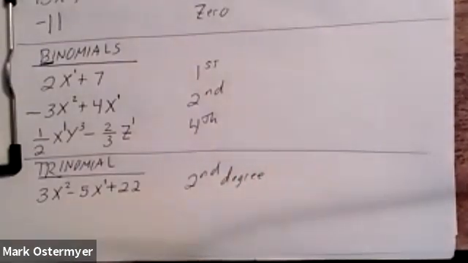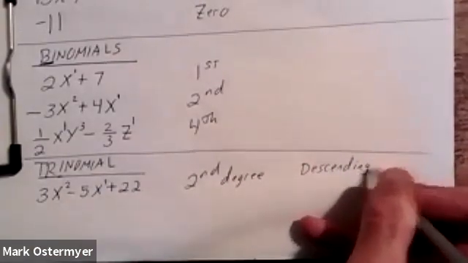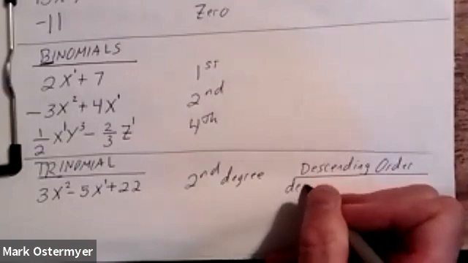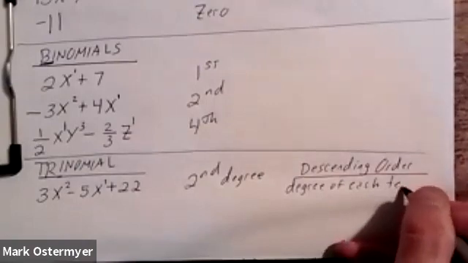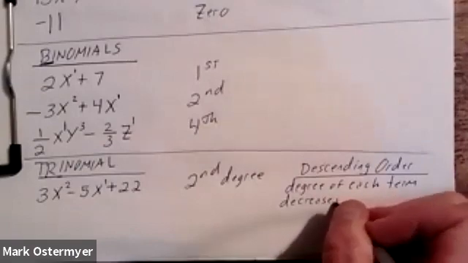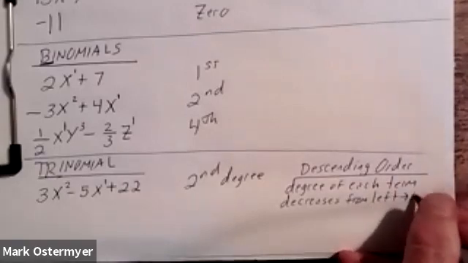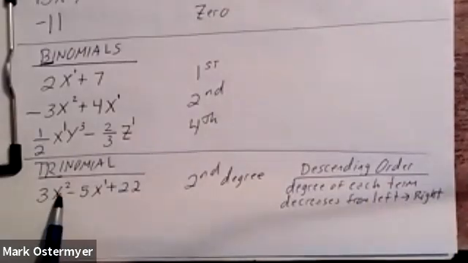Furthermore, we say this trinomial is written in descending order. What does it mean to be written in descending order? Well, that means the degree of each term decreases from left to right. So this trinomial is written in descending order because we have a second degree term, first degree term, 0th degree term. That's a trinomial.